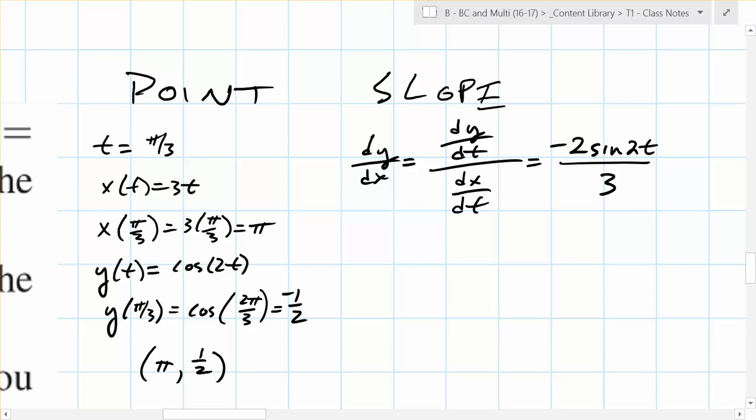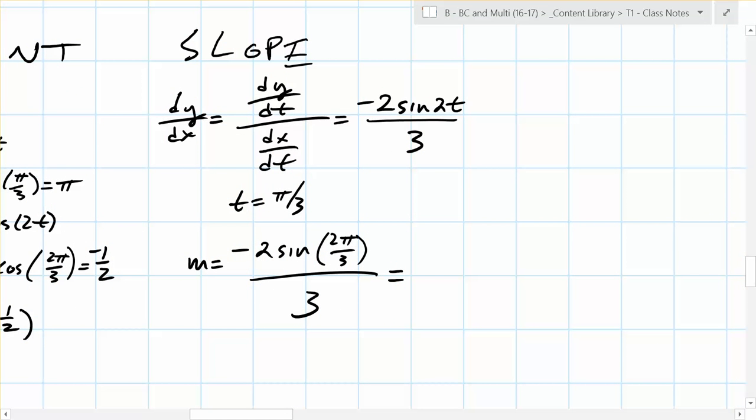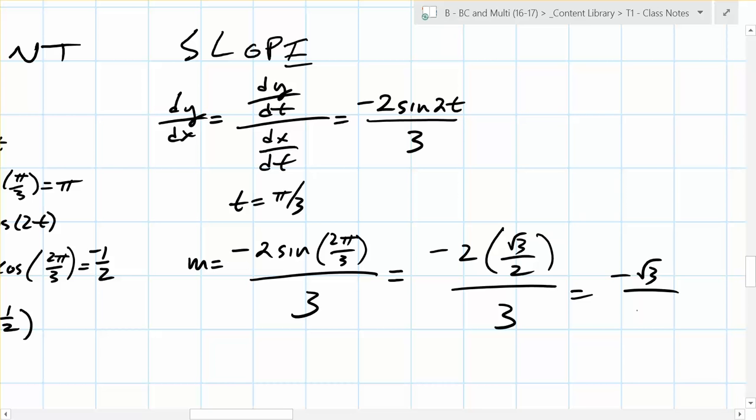3. So then what do you want to do? You want to do the slope when t is equal to pi over 3. So m is going to be equal to negative 2 sine of 2 pi over 3, over 3. What's sine of 2 pi over 3? Root 3 over 2. So what do you end up with? Negative root 3 over 3.